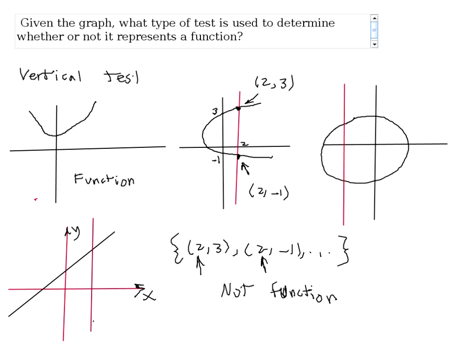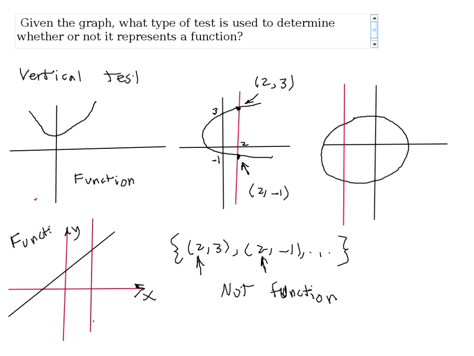So can I say all linear equations, all straight lines are functions, except what line? Except a vertical line, right? As long as it's not a vertical line, all other lines, all linear equations are functions, right? As long as they're not a vertical line, that would represent a function. So this would be a function. So they're asking what kind of test you're going to use. That's called the vertical test, to see whether it's a function or not.